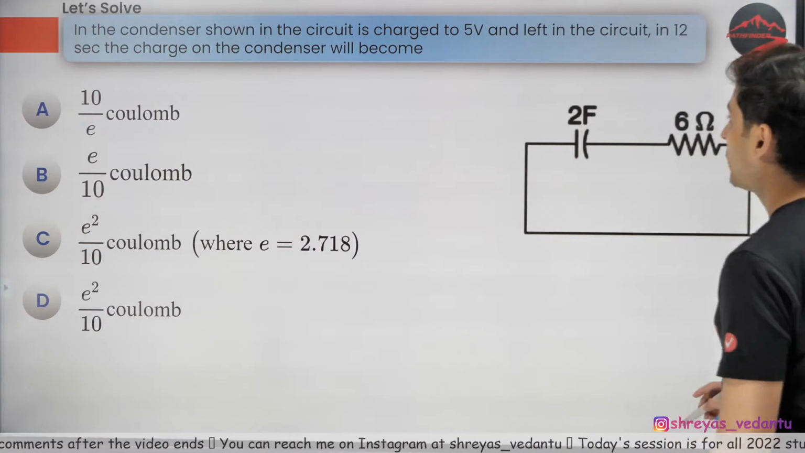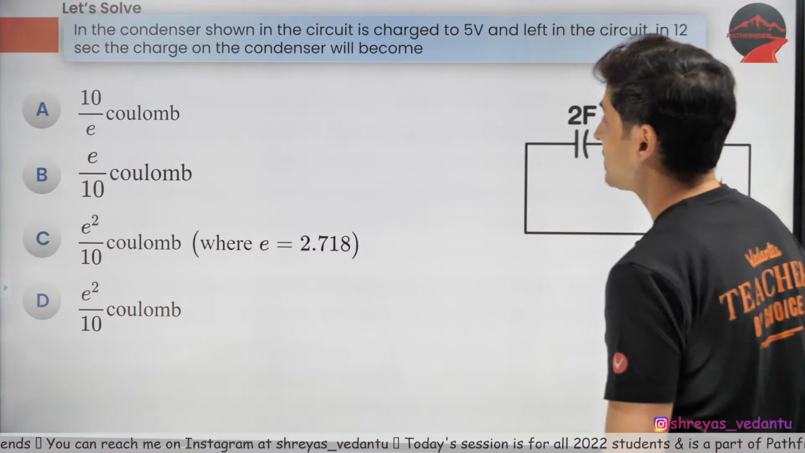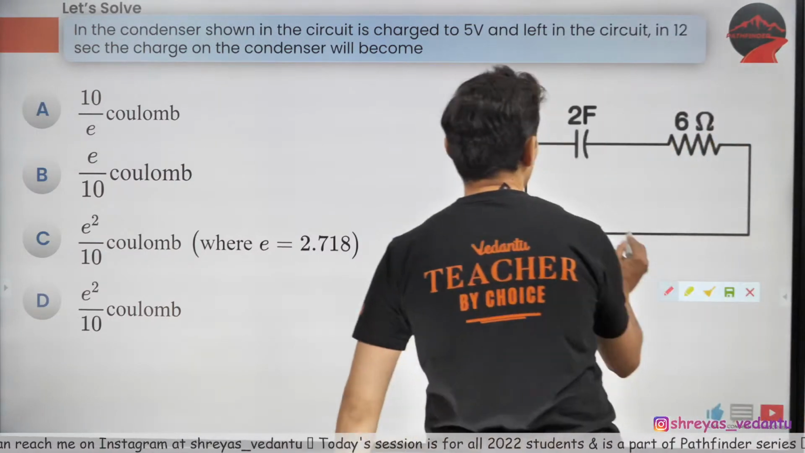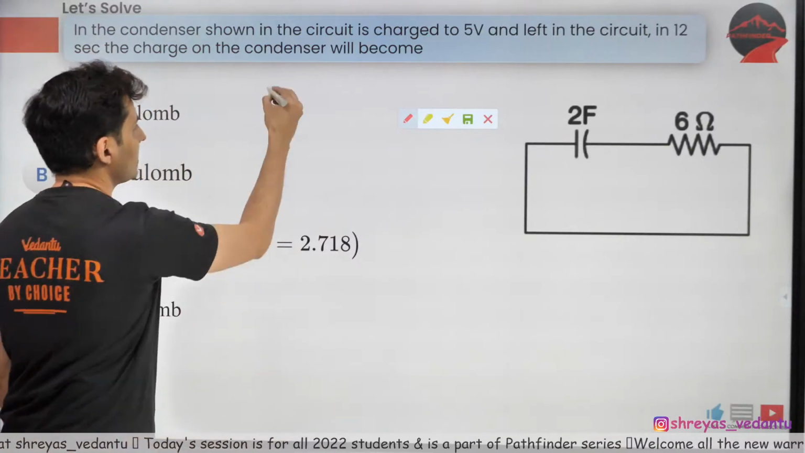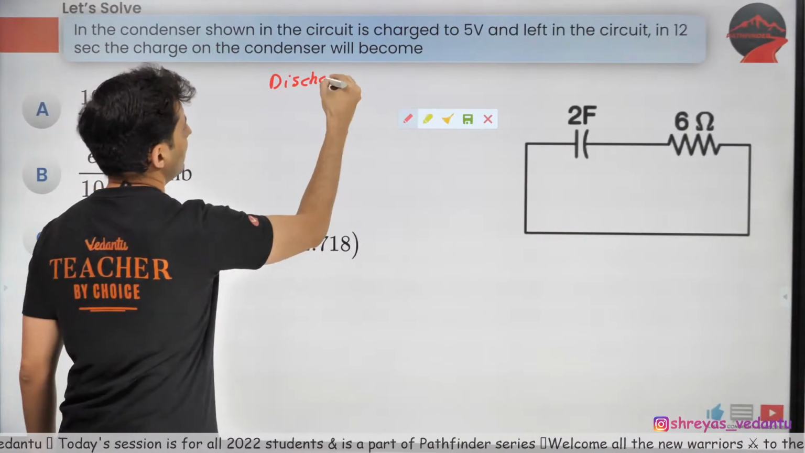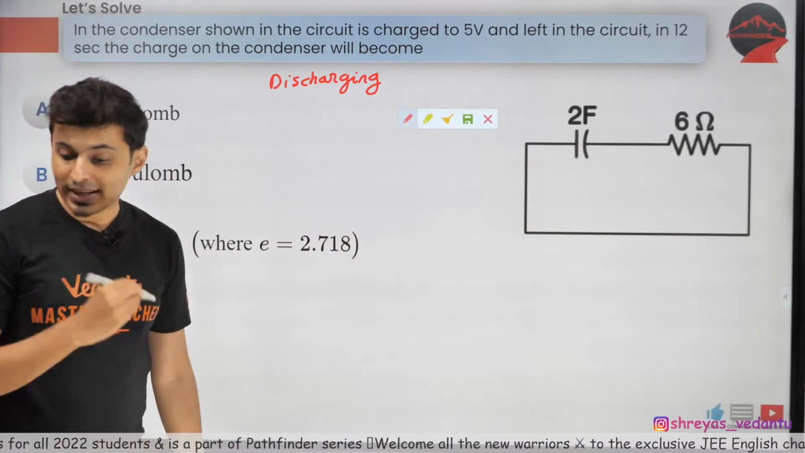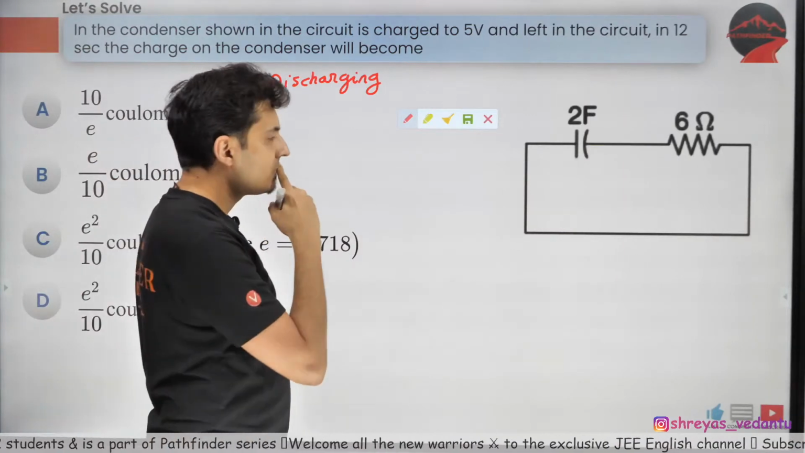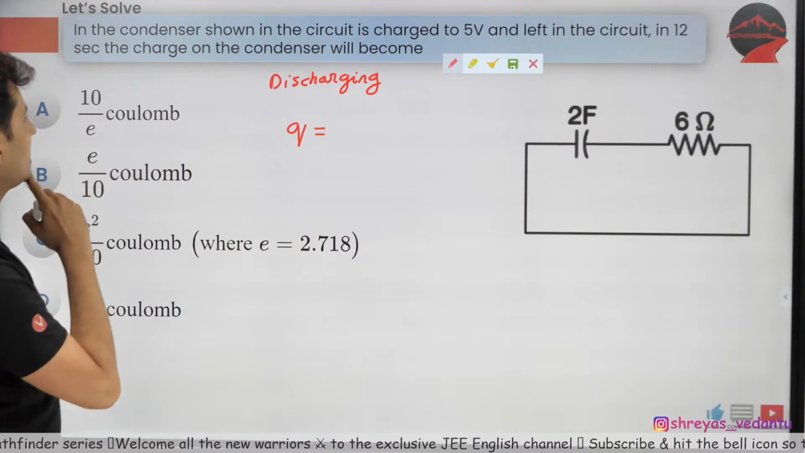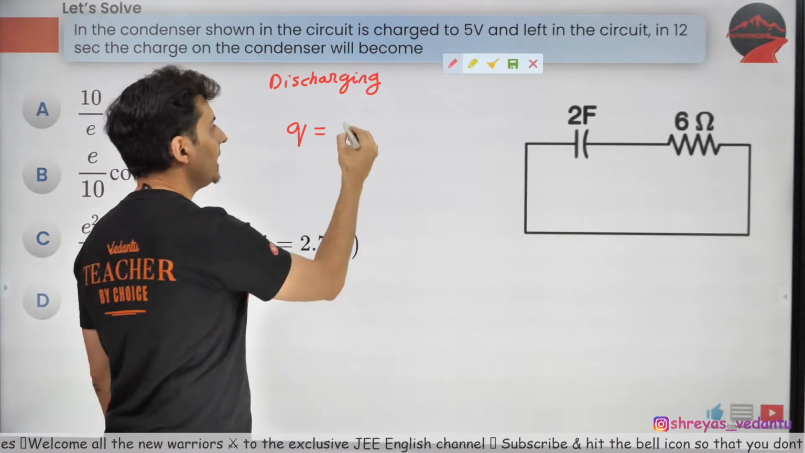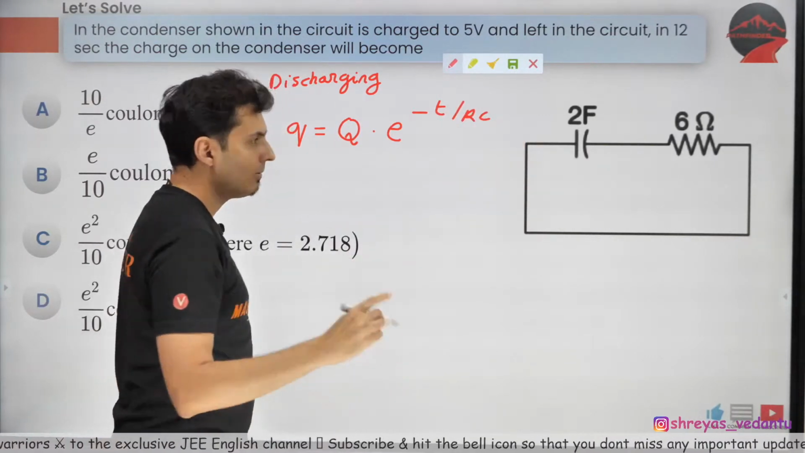So what will the charge on the condenser become in 12 seconds? Let's try to solve this question, because we know this is a discharging circuit. So in case of a discharging circuit, what happens? Think, the charge will be a function of time. It will be initial charge into e to the power minus t by RC, right?